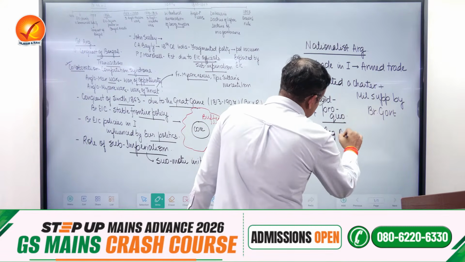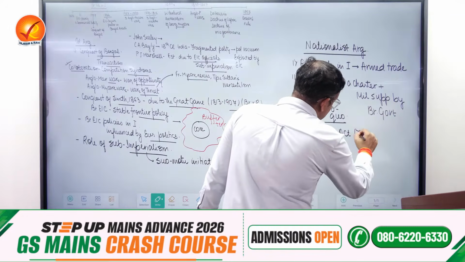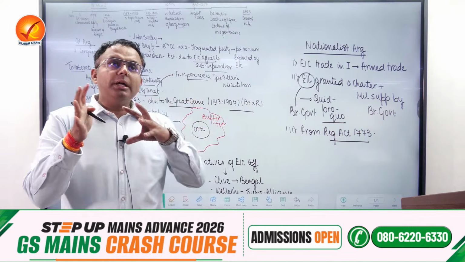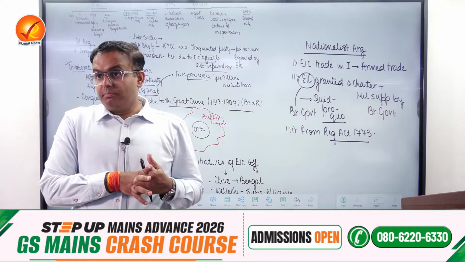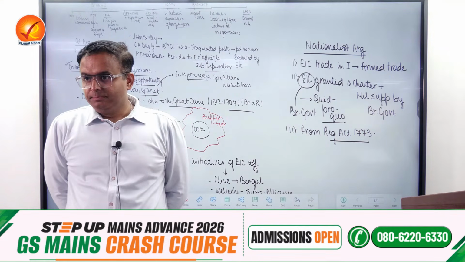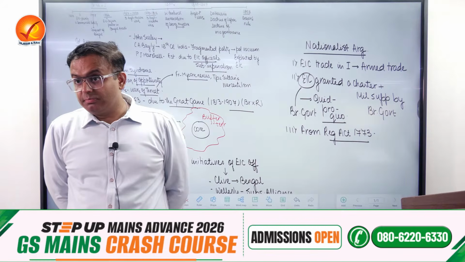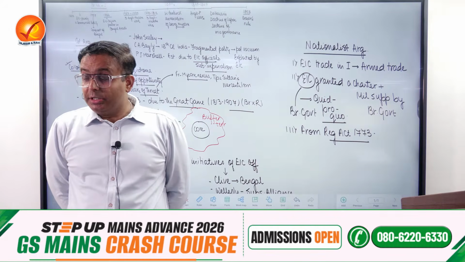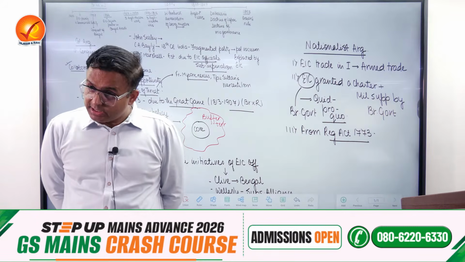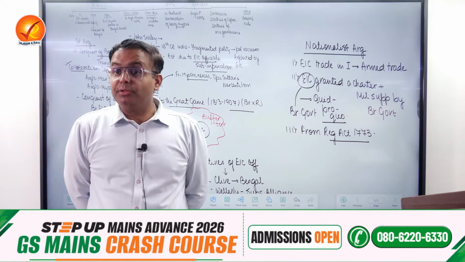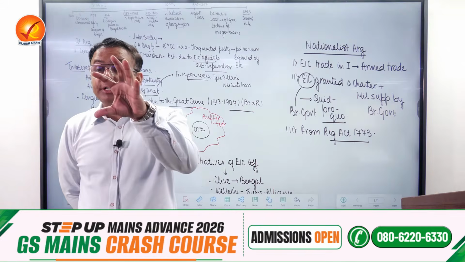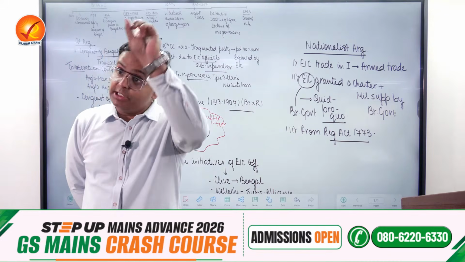Third, you can write that from Regulating Act 1773, more and more interference by the British Parliament in the functioning of East India Company. Their decisions, their political decisions in India was also controlled by the British Parliament. आप लिख सकते हैं, Pitt India Act 1784 established a board of control to govern the politico-military aspects in India. 1784.